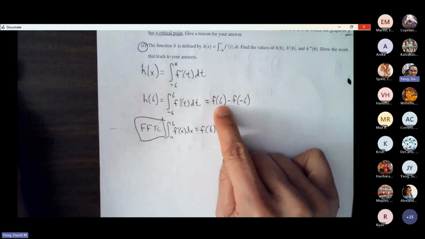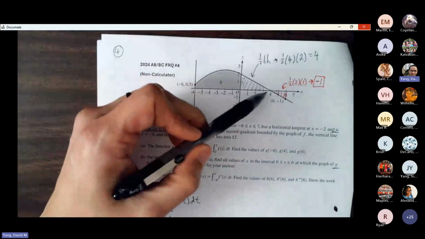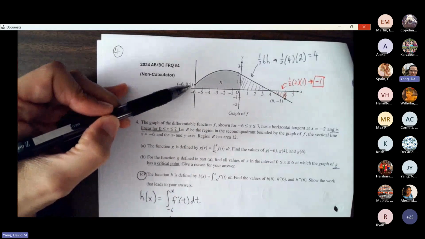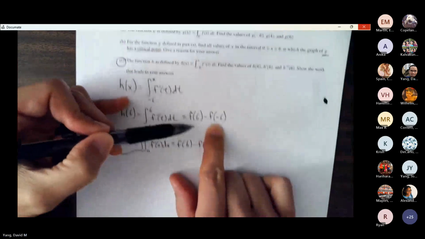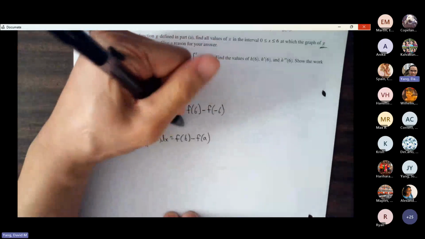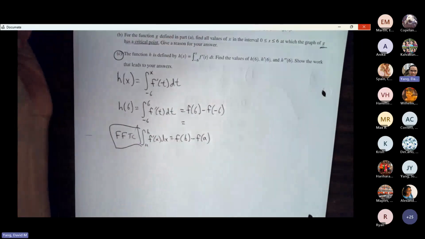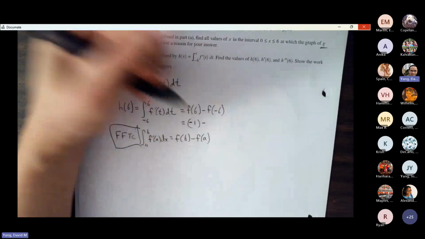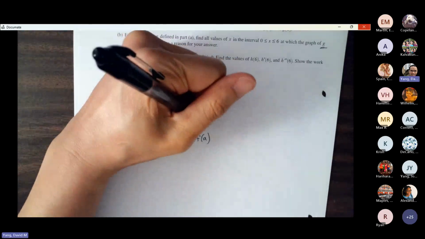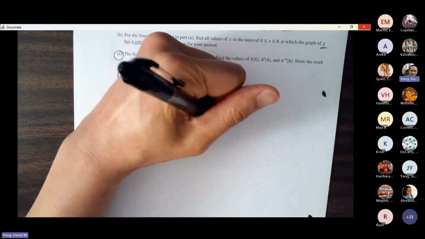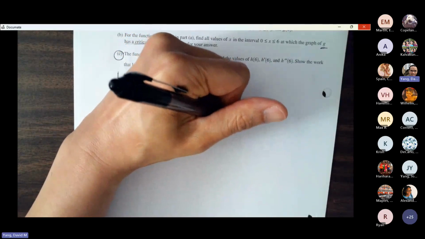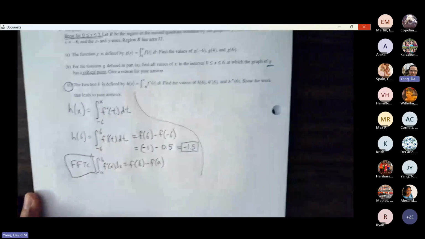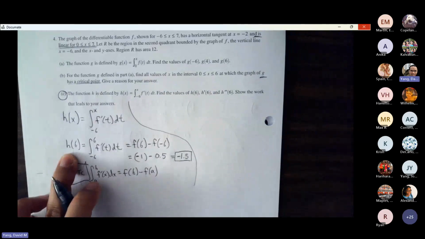So f of 6, now we can read the graph a lot easier, right? f of 6 is simply -1. f of -6 is 0.5, and we can just follow that and subtract those values. So f of 6, again, is -1. We're just pulling the ordered pair off of the graph. And then f of -6 is 0.5. We're just subtracting it, and we get -1.5. Okay, so that gets us h of 6.